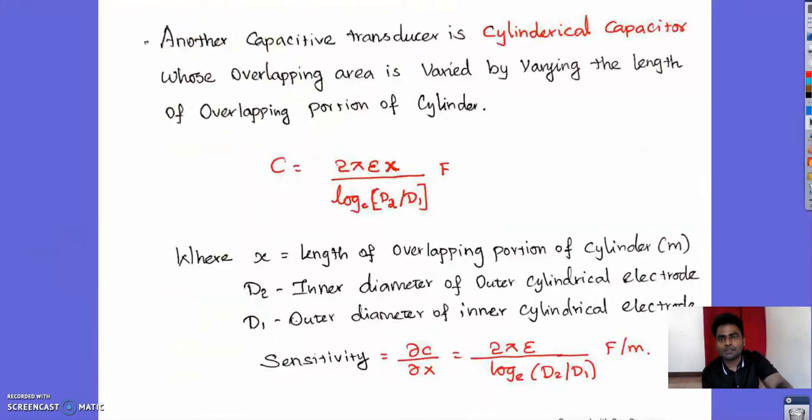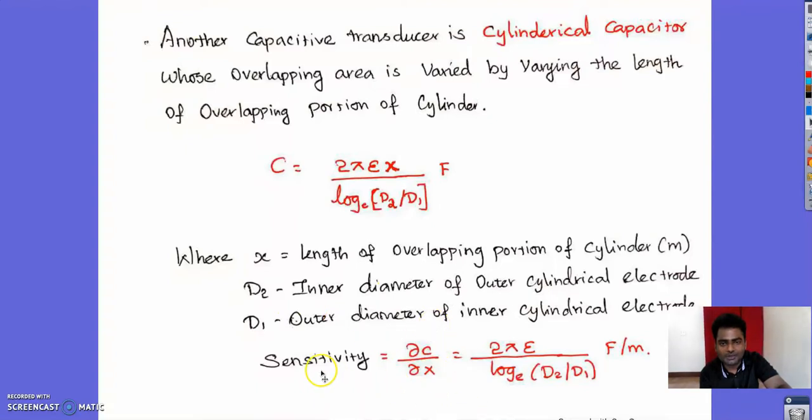And this is about the capacitive transducer. Another capacitive transducer is the cylindrical transducer, which we first saw in the diagram. For that, the capacitance equation will be 2 pi into epsilon x divided by log of d2 divided by d1, where x is the length of the overlapping area, d2 is the inner diameter of the outer cylinder, and d1 is the outer diameter of the inner cylinder.